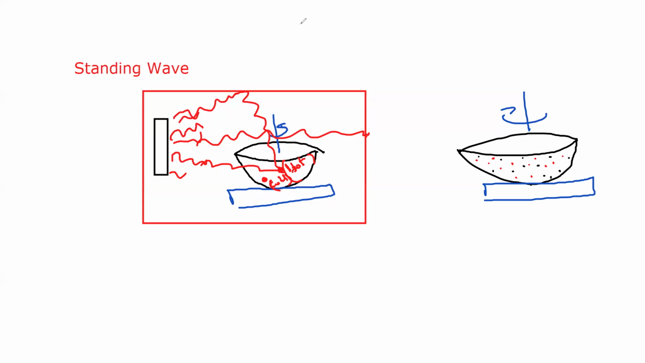Is it clear? This is an application of a standing wave. Another way you can produce standing waves: you take a string or a wire or a rubber band, or a string of a guitar or any string instrument. So this is representing a rubber band which is stretched between the two fixed ends.